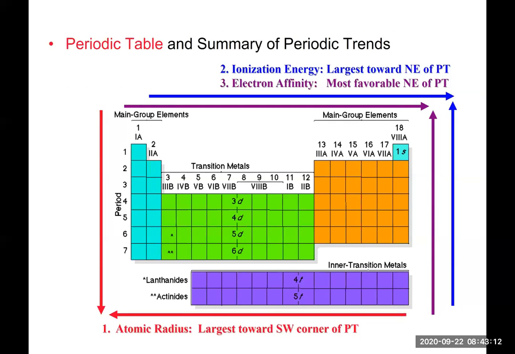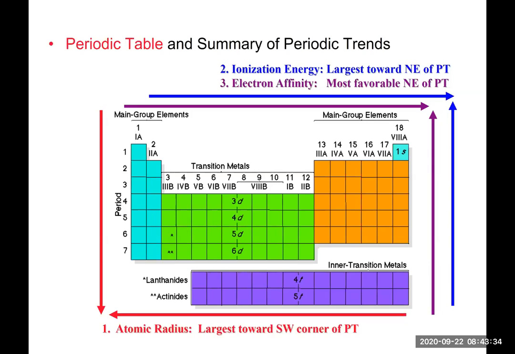So here's a summary of atomic radius, which is the red arrows, which increases from top to bottom and right to left. The other two trends that we've looked at, ionization energy and electron affinity, both increase from left to right and bottom to top of the periodic table.